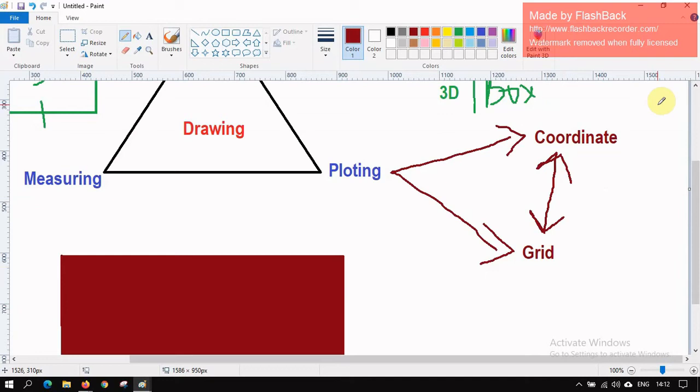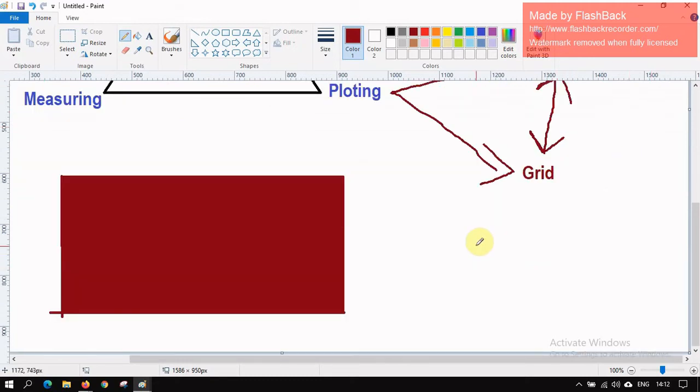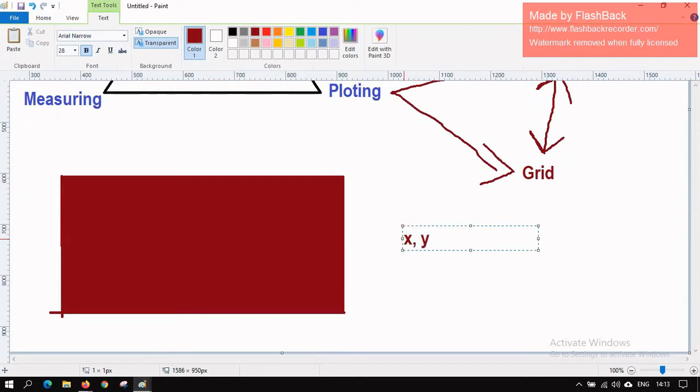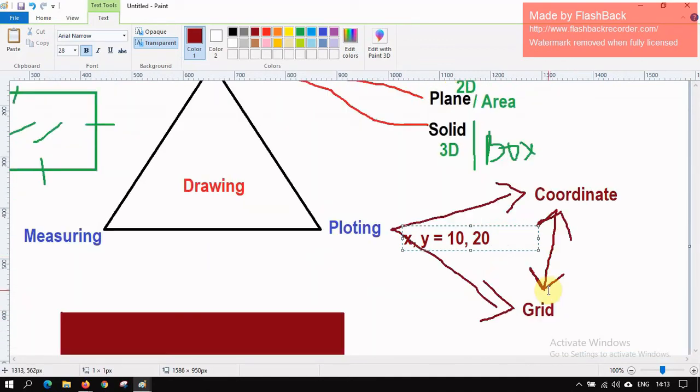So what do you mean by coordinate? We know coordinate means x-axis. We know that coordinate is x comma y equals 10 comma 20. Do you remember these things? Yes or no? Just answer me. Yes, sir.